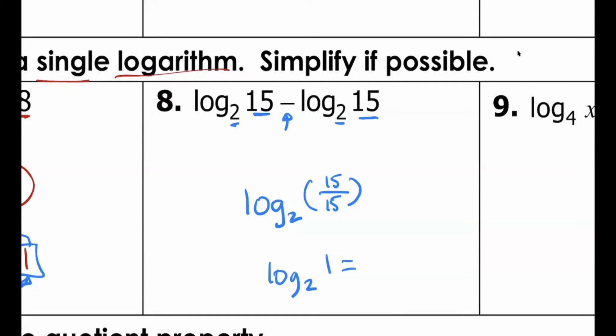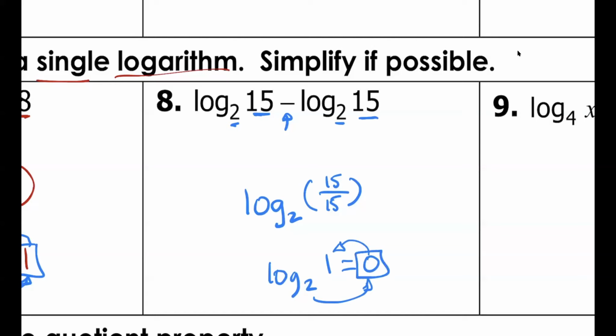2 to what power would give me 1? Like, what would this result in? 2 to what power gives me 1? Wouldn't it be 2? 2 to the second power would be 4. Oh no, 2 to the first power. I was thinking of the previous question. It'd be 0. Good job. Because anything to the 0 power is 1. Good job.